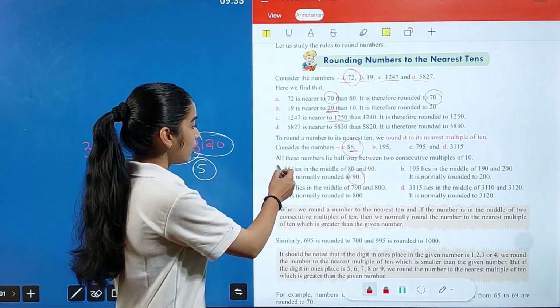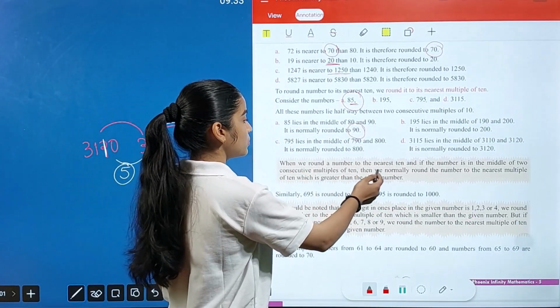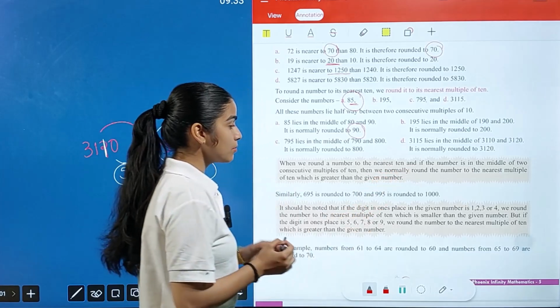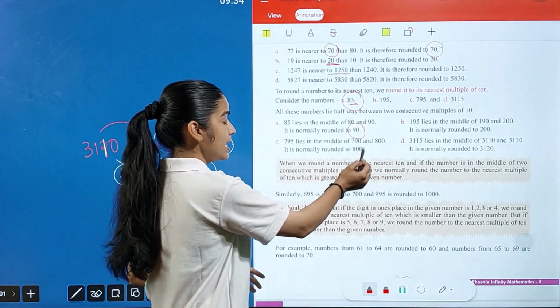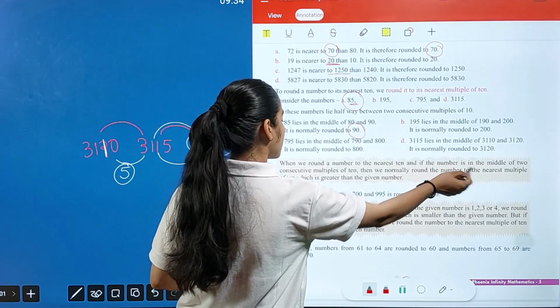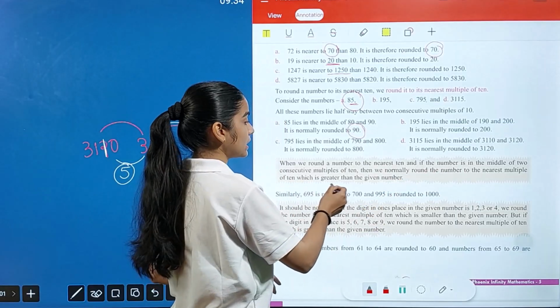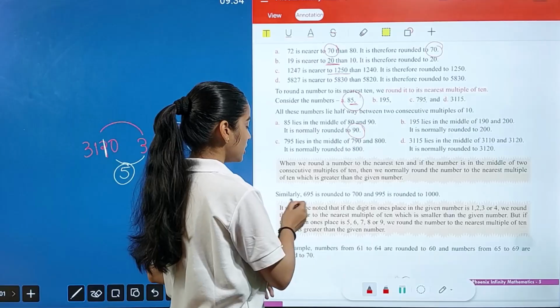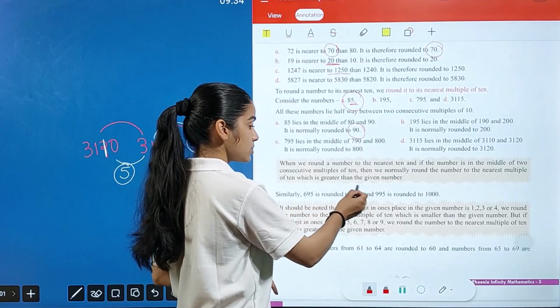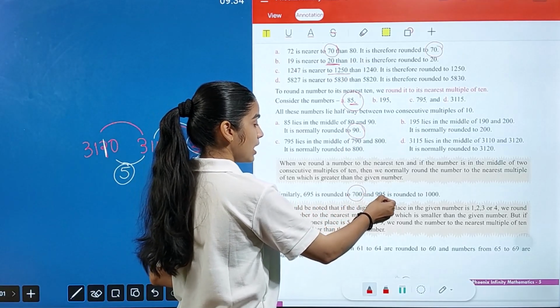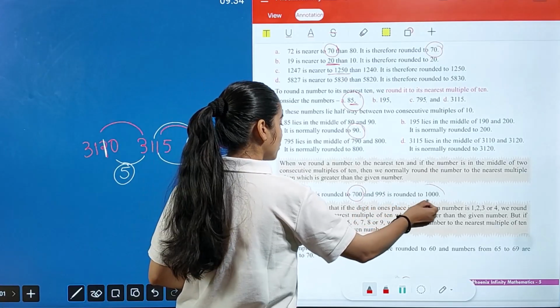Now, when we round a number to the nearest 10 and if the number is in the middle of two consecutive multiples of 10, then we normally round the number to the nearest multiple of 10 which is greater than the given number. Similarly, 695 is rounded to 700 and 995 is rounded off to 1000.